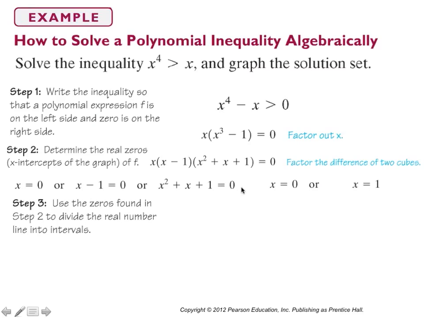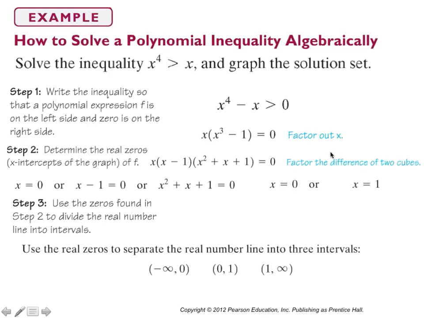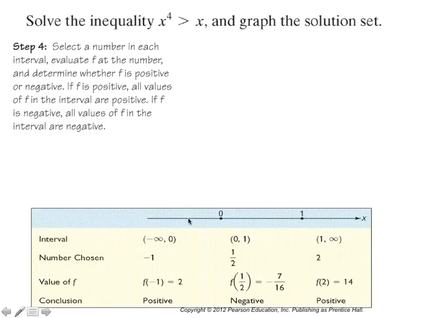So then we use the zeros that we found in step 2 in order to divide a number line. This is a lot like what we did in the last rational graph question. So we know that we have a 0 at 0 and a 0 at 1. So our intervals are going to be from negative infinity up to 0, then another interval from 0 up to 1, and then a third interval from 1 to infinity. So we take our number line and divide it that way: negative infinity up to 0, 0 to 1, and 1 to infinity.